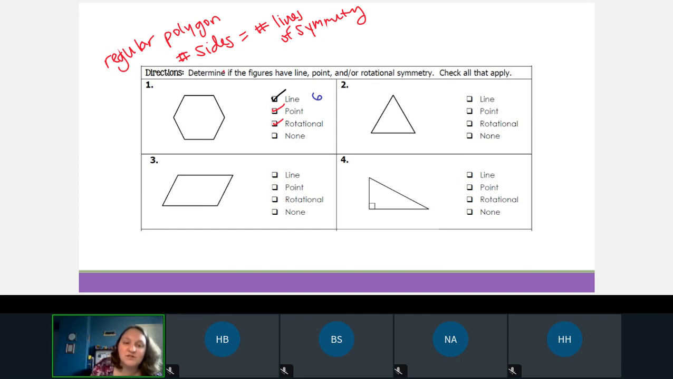So what is the degree of rotation for this hexagon? So how many degrees would I need to turn it to get this point onto this one? Well, how many times could I turn my hexagon? 1, 2, 3, 4, 5, 6. 6 times. So 360 divided by 6. Well, that's 60. So the degree of rotation is actually 60 degrees.